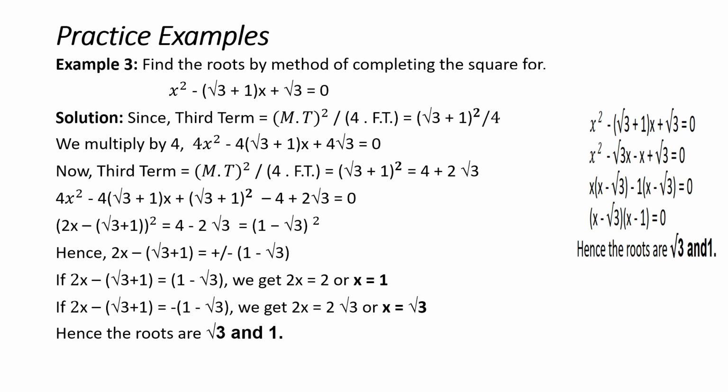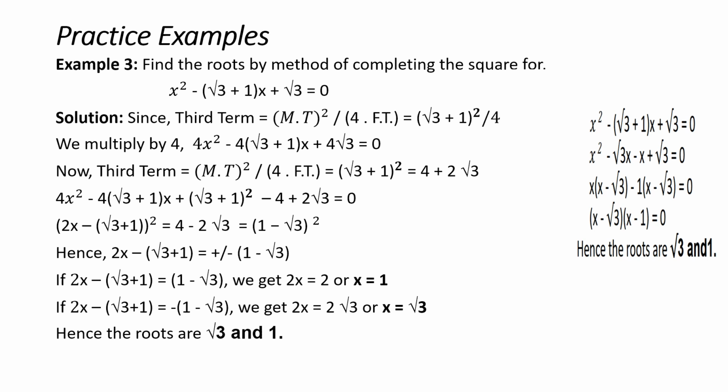Now in the given equation 4x² − 4(√3 + 1)x, add the third term to make it a perfect square. So we add (√3 + 1)², which is 4 + 2√3. But as we have added (√3 + 1)², and our equation has just 4√3, we have to subtract that 4 + 2√3. You can verify that now our equation will be the same as the equation which we had in the starting.